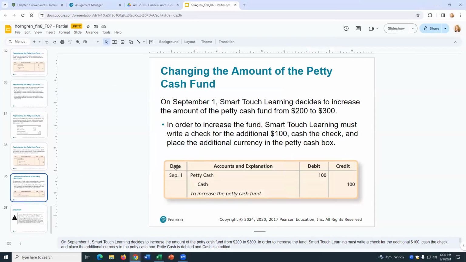Okay, and that is it for what I wanted to go through for chapter 7. Just some basics of how petty cash works and basics of controls over cash, so you know that going forward. Next week, we are going to start in on chapter 8, which will be on receivables. And hopefully we'll get that all wrapped up before break next week.